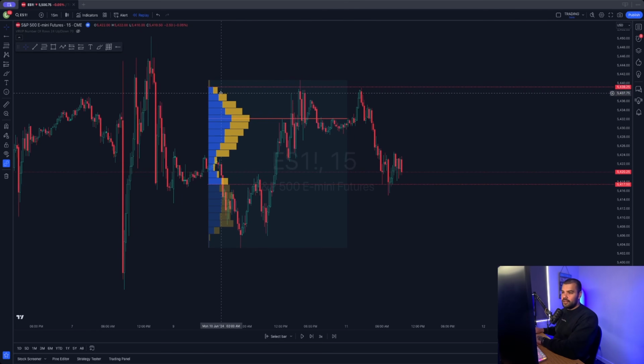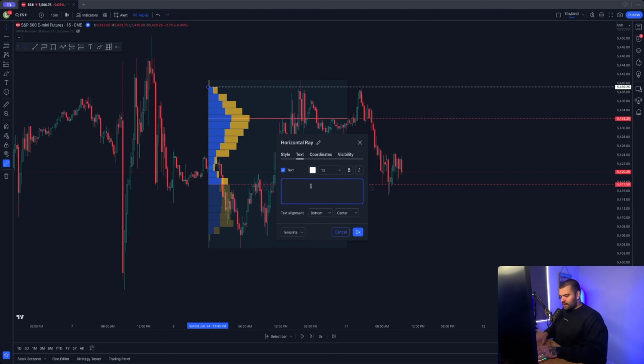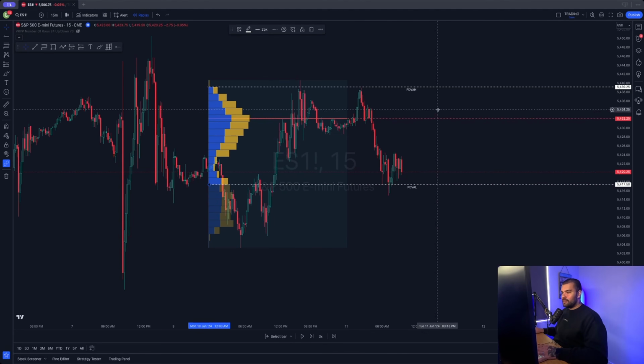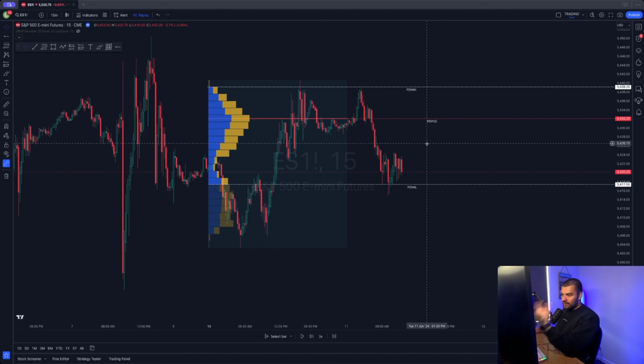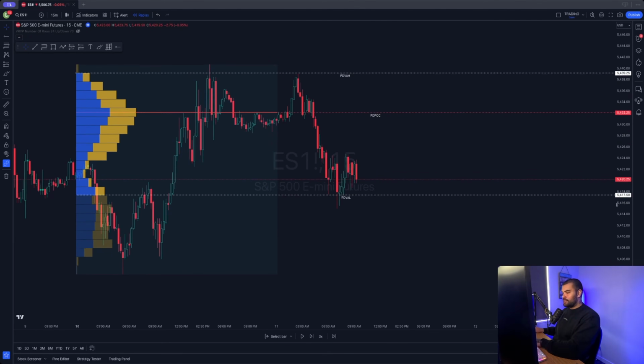All right, so that's value high, value low, and then that point of control there, I extend that point of control out as well, labeling these. I put the value area high in white, labeled PDVAH, previous day value area high, PDVAL, previous day value area low, and then obviously the red line, PDPOC, just so I know and can reference these in the current trading day. Pay attention to these levels during my trading session.